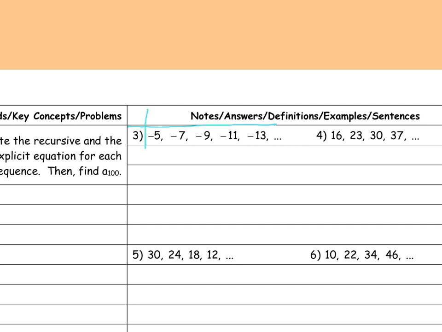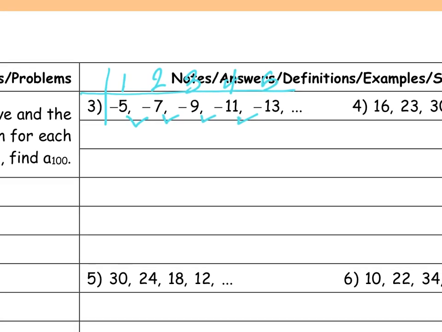So I'm going to turn my sequence into a table by saying first term, second term, third term, fourth term, fifth term, right? So what am I doing to get from -5 to -7, -7 to -9, -9 to -11, -11 to -13? What am I doing every time? Yes, Alex, good. I am subtracting 2 every time.